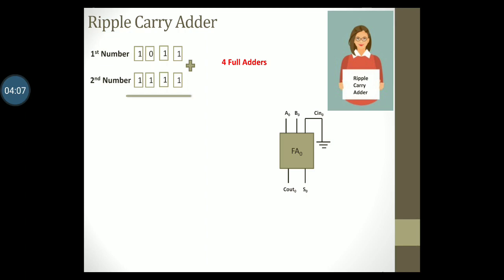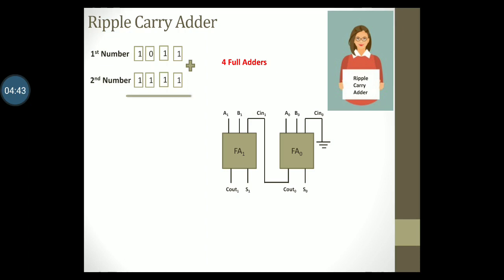To add the second column, we need another full adder. Observe the naming nomenclature again. The full adder is named FA1 and has 3 inputs A1, B1 and Cin1. Note that Cin1 is connected to Cout0 from the previous full adder. This full adder also has 2 outputs S1 and Cout1.